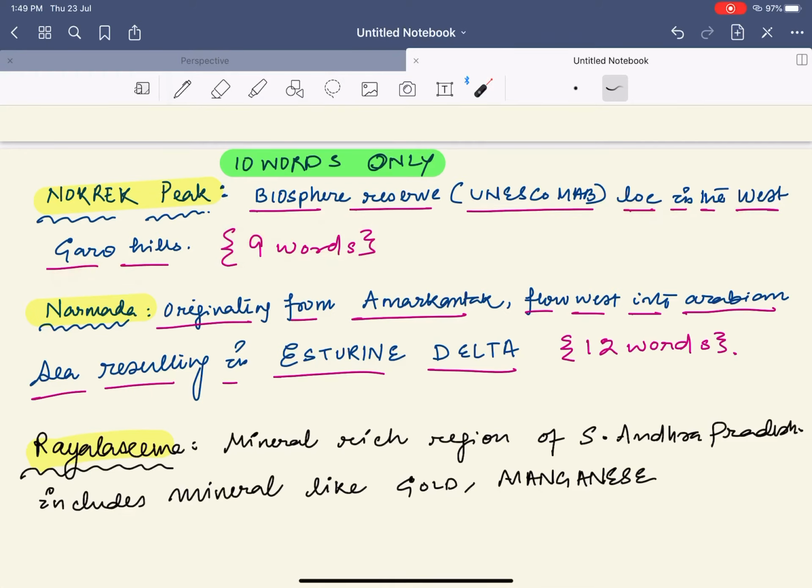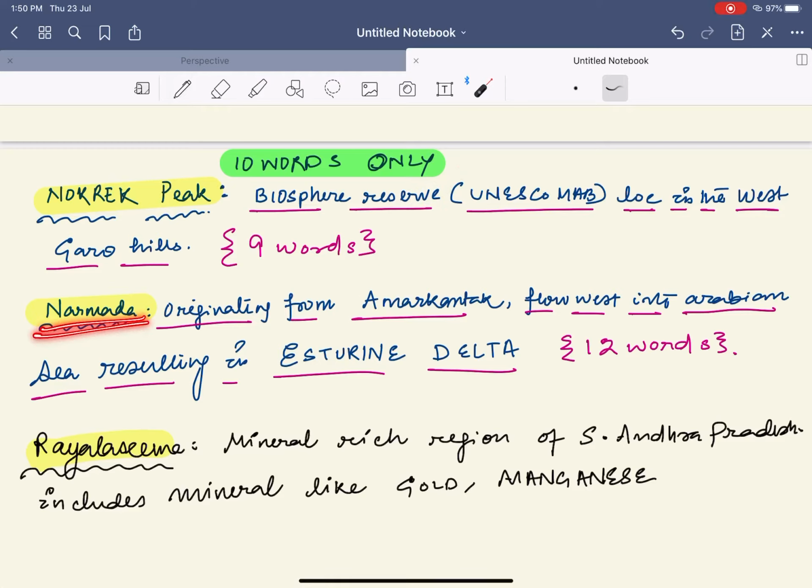Within these 9 words, I have shown where it is located and why it is geographically important. Geographically, it is important because it is an important location of flora and fauna. Hence, it has been declared as a biosphere reserve. This is how you should write it.